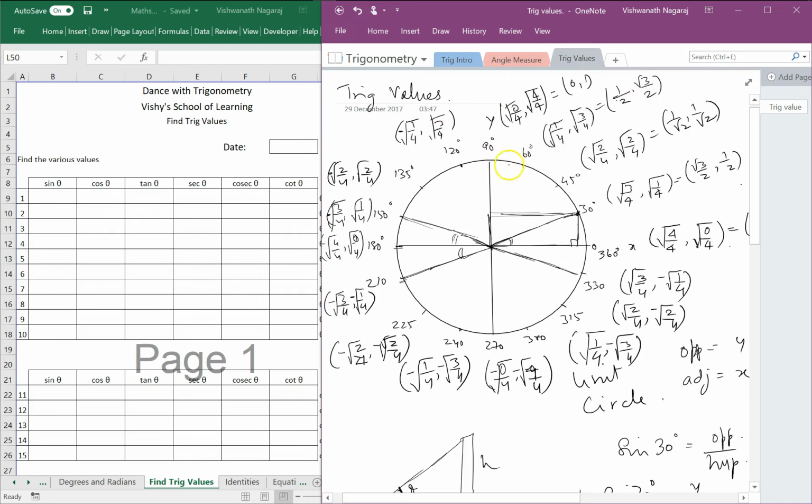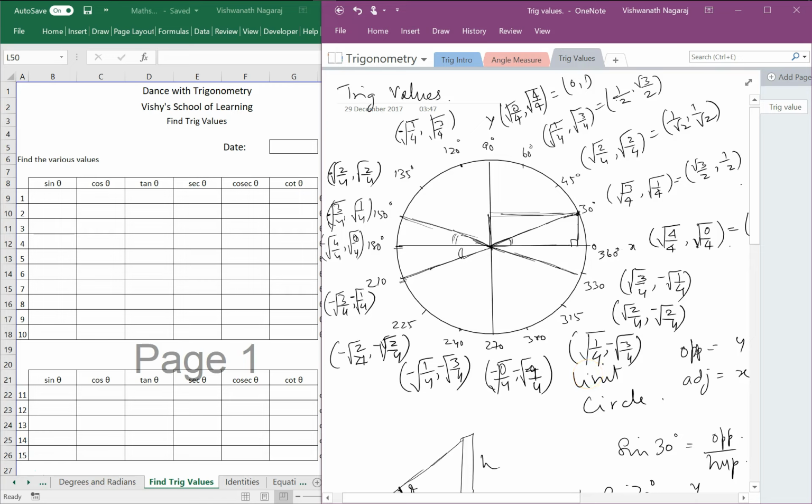Look at any angle, 60 degree, 1 by 2, root 3 by 2. Now corresponding angle, if you see here, 1 by 2, root 3 by 2, sign is different. Similarly, 60 degree, if you look at the opposite, this one, 1 by 2, root 3 by 2, 120 degree, again here this is 1 by 2, minus root 3 by 2.